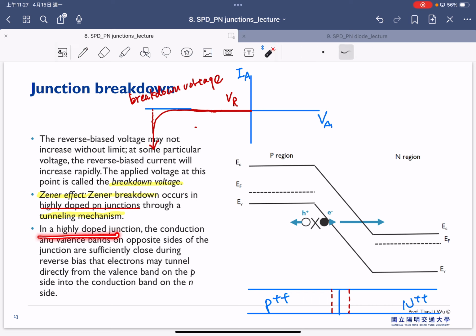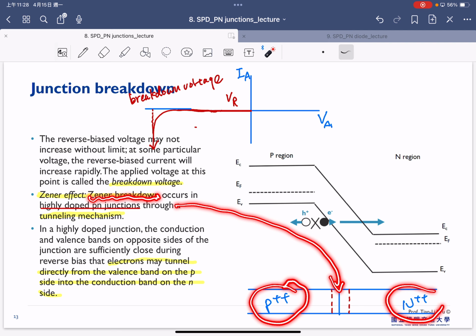So in a highly doped junction, the conduction band and valence band on opposite sides of the junction are sufficiently close during the reverse bias that electrons may tunnel directly from the valence band on the P side into the conduction band on the N side, as shown here, because the depletion width is very narrow and the electric field is very high. So you will have electrons directly tunneling to the right, and this will create the large leakage current here. That's what we call the Zener breakdown, which only happens in the P++ and N++ junction.